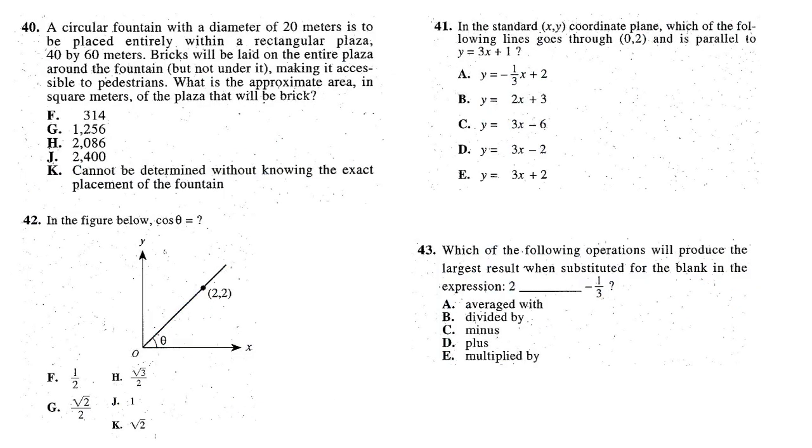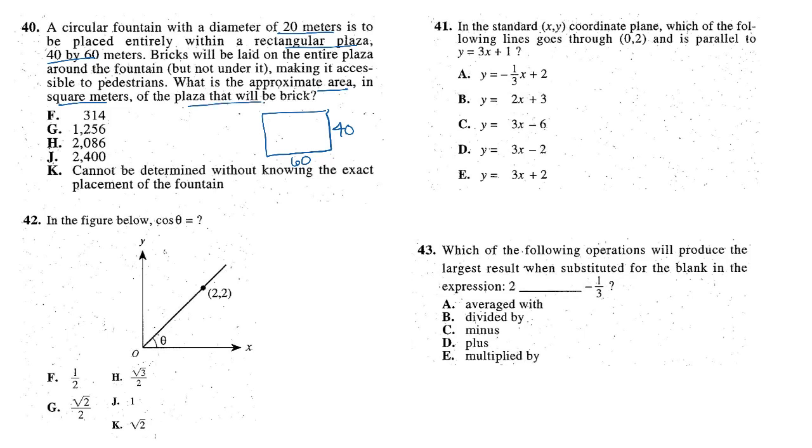Number 40, a circular fountain with a diameter of 20 meters is to be placed entirely within a rectangular plaza, 40 by 60. Ooh, okay. So we have a rectangle, we have 40 by 60, and the bricks will be laid on the entire plaza around the fountain, but not under it, making it accessible to pedestrians. What is the approximate area in square meters of the plaza?